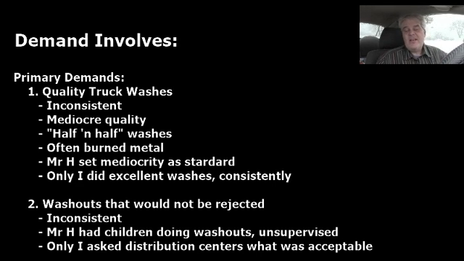So again, even though I can't say I saw any drivers being rejected specifically because of what we did, I have absolutely nothing to be proud of in terms of what we did with washouts, except for what I did, because I take pride in my work. And again, Mr. H there too would get on me about taking supposedly too long. That was only with the really dirty trailers, because the simple ones, it doesn't take long for anybody to wash out.